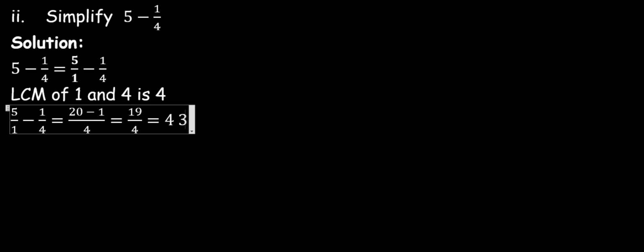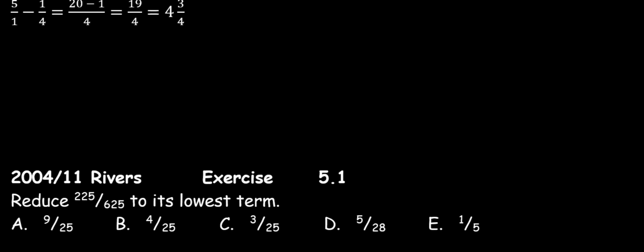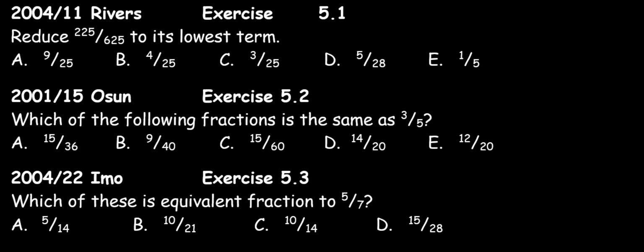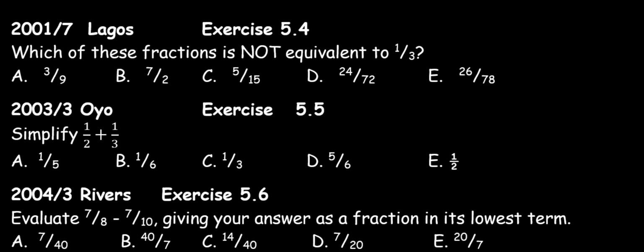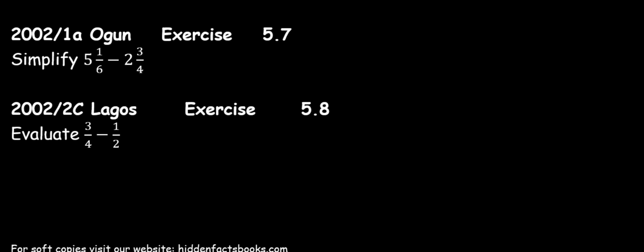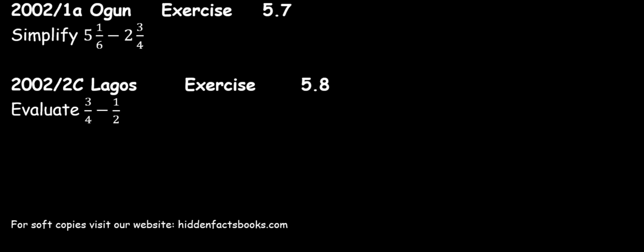3 over 4. We've come to the end of the teaching in this session of fraction under the JSCE series. Next, we have some exercises which are taken from page 29, 30, and 31 of the Hidden Fact in JSCE mathematics. Try your hands on the exercises. Answers are provided at the answer section of the book, either the hard copy or soft copy.